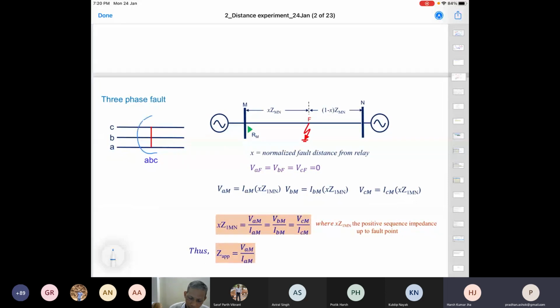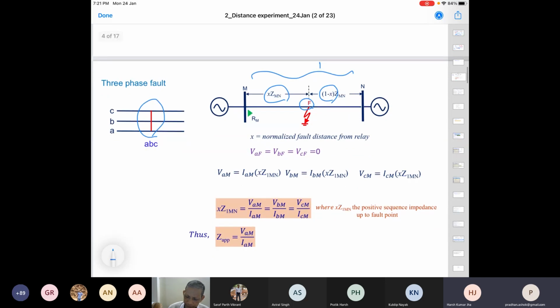So let us say this is a 3-phase fault in the line, like here. This is x, and this is 1 minus x. X is the percentage of distance, or per unit distance, from this side to the fault, and this side will be 1 minus x. So the total will be 1.